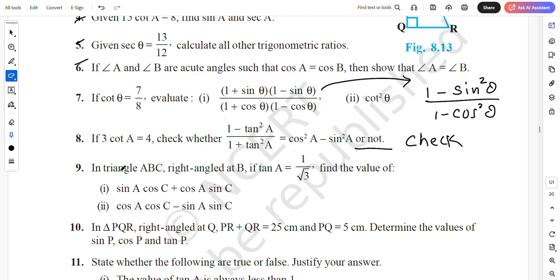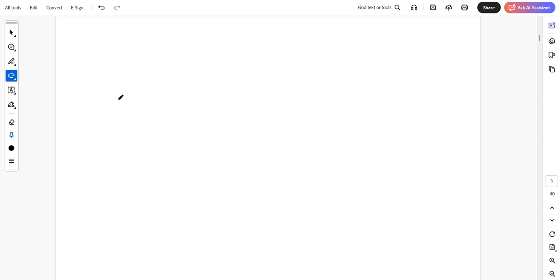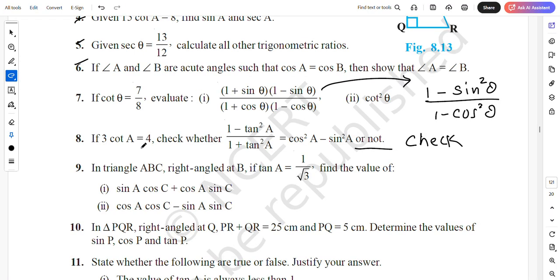In problem number 9, it is saying in triangle ABC, right angle at B. If tan A is equal to 1 by root 3, you are supposed to find the values of these two. First write down tan A is equal to 1 by root 3. This is problem number 9. Tan A is given, tan A is 1 by root 3.